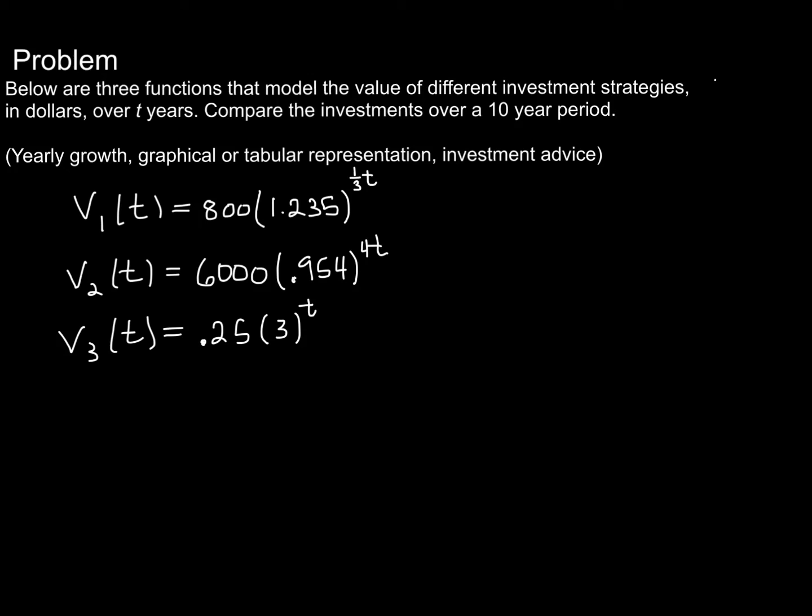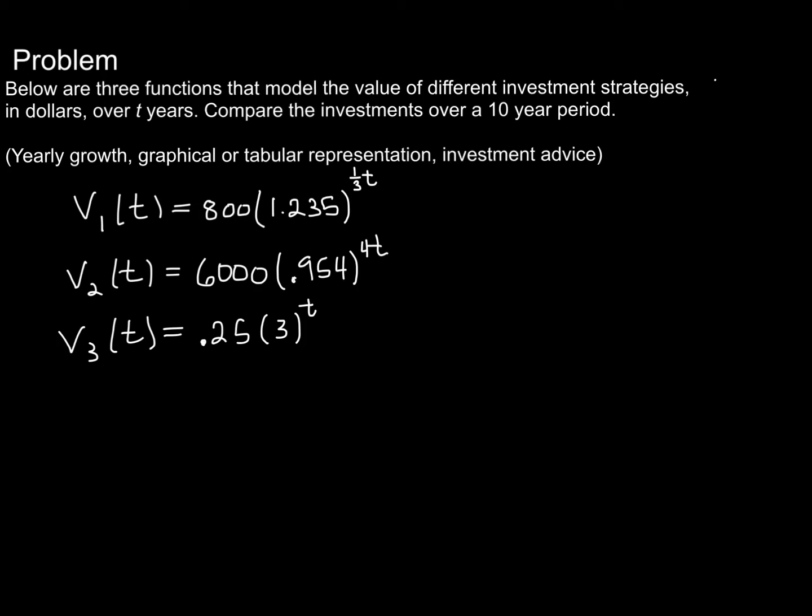So this problem should seem kind of similar. We've talked a lot about investment, and we're going to look at 3 investment strategies here, each of which is given in function form. So the 3 functions model the value of different investment strategies, strategy 1, 2, and 3, over T years. I want you to compare the investments over a 10-year period.